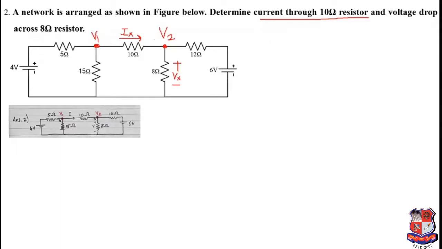Suppose I am considering node V1, so I will write the equation as V1 minus 4 divided by this resistance, that is 5 ohms. Then I will consider this one, so it will be plus V1 divided by 15 ohms. Similarly, this, so V1 minus V2 divided by 10.